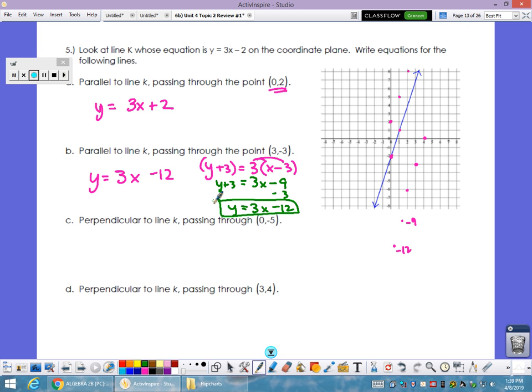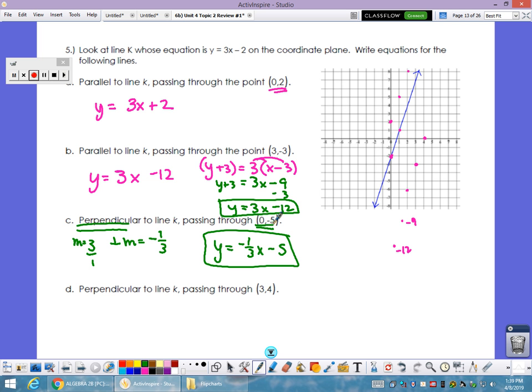So if you ever aren't sure of something, you have extra time, go back, do it a different way. All right, then we have perpendicular. So our original slope was 3. If my original slope is 3, my perpendicular slope is going to be the opposite of positive 3, which is negative 3, and the reciprocal of 3 over 1 is 1 over 3. So negative 1/3 is my perpendicular slope, and it needs to pass through that point. Well, that point is the y-intercept. So y equals negative 1/3 x minus 5. Didn't have to do a lot of work because that's the y-intercept.